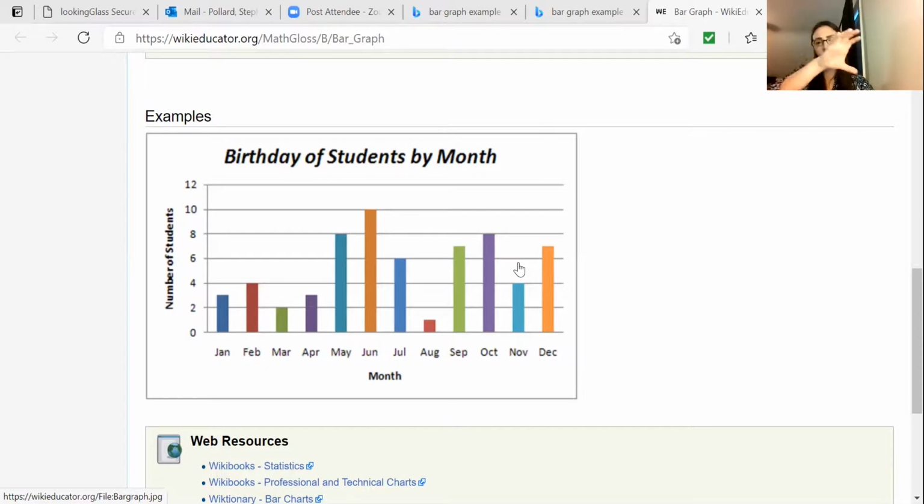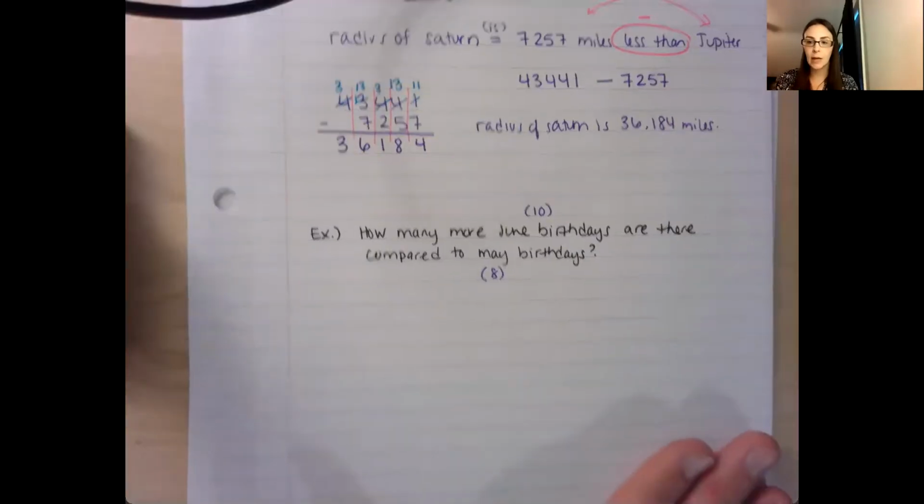Now, your bar graphs can always go horizontal. In that case, I guess it would be the length of your bar that gives you your frequency. But here we have a vertical bar graph. So I'm going to go back to my other paper real quick. All right, so here's that question that I wrote down.